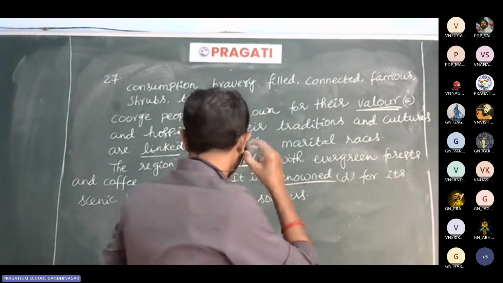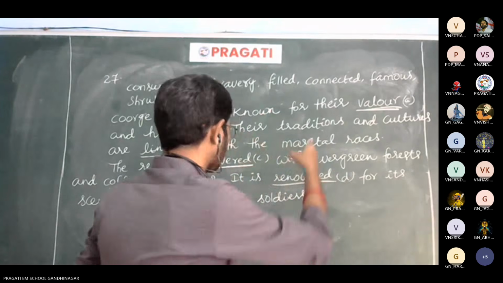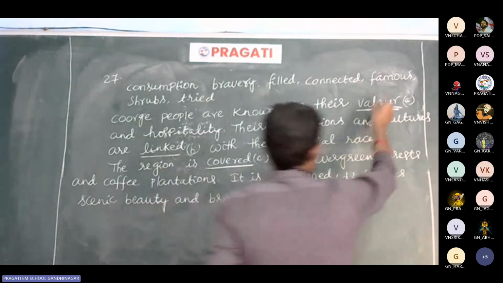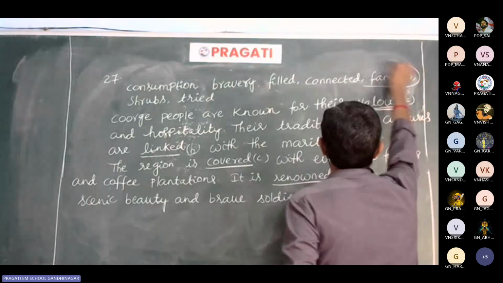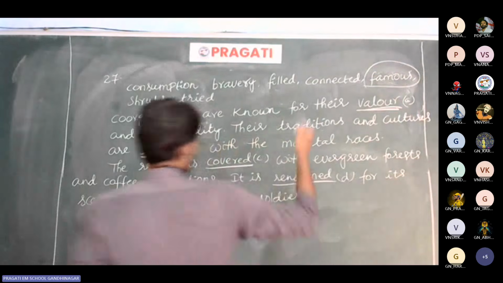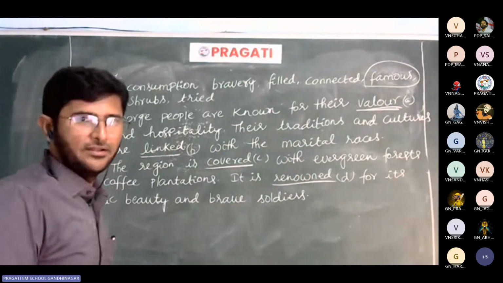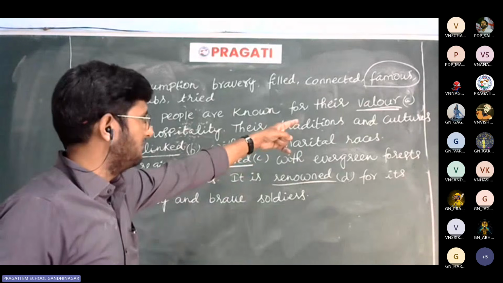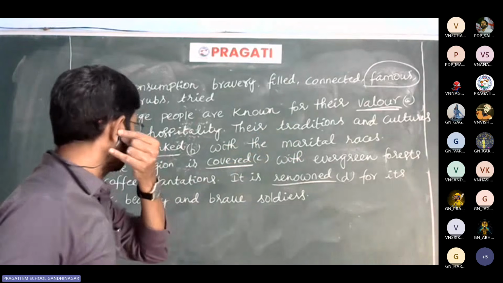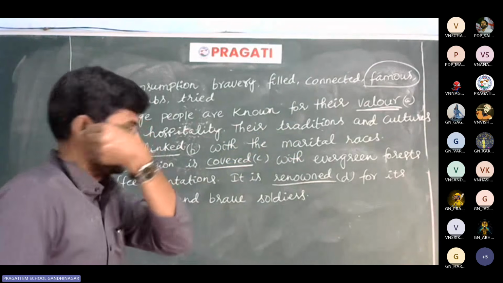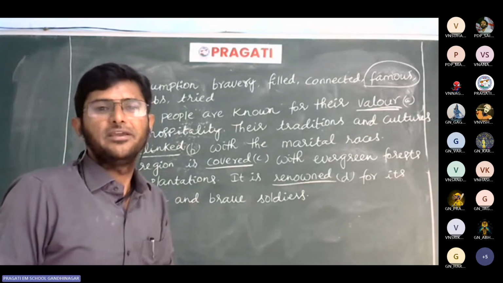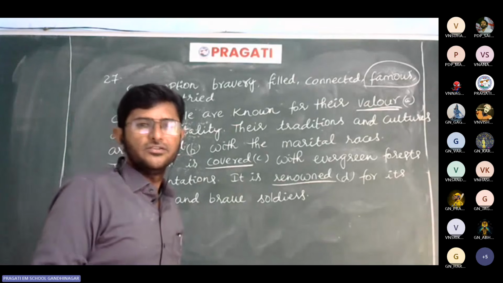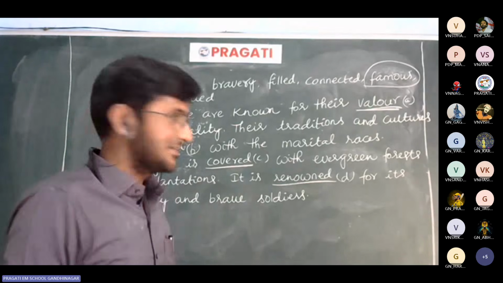Okay. So let us say you have gone for the option famous, right? So you bring the word famous and put it there in the place of valor. So people are known for their famous. Does it make any sense? It doesn't make any sense, right? So you can outright reject that option.